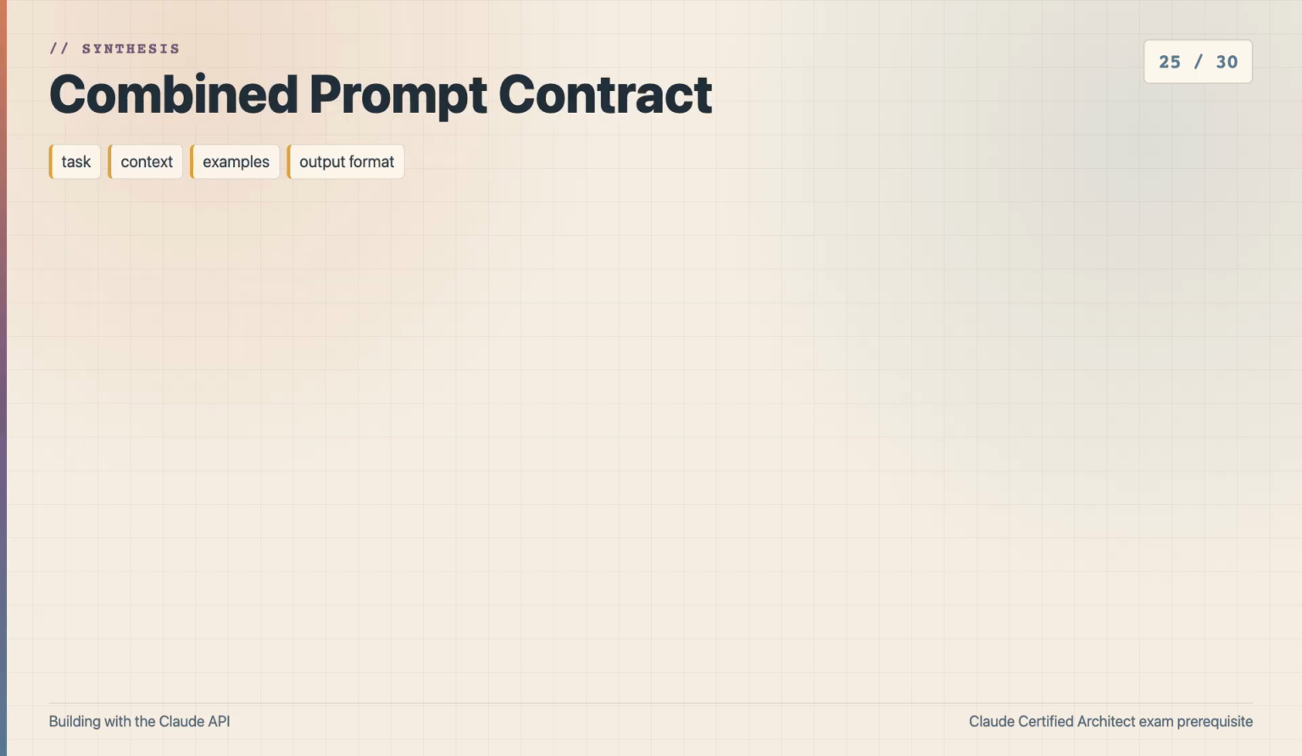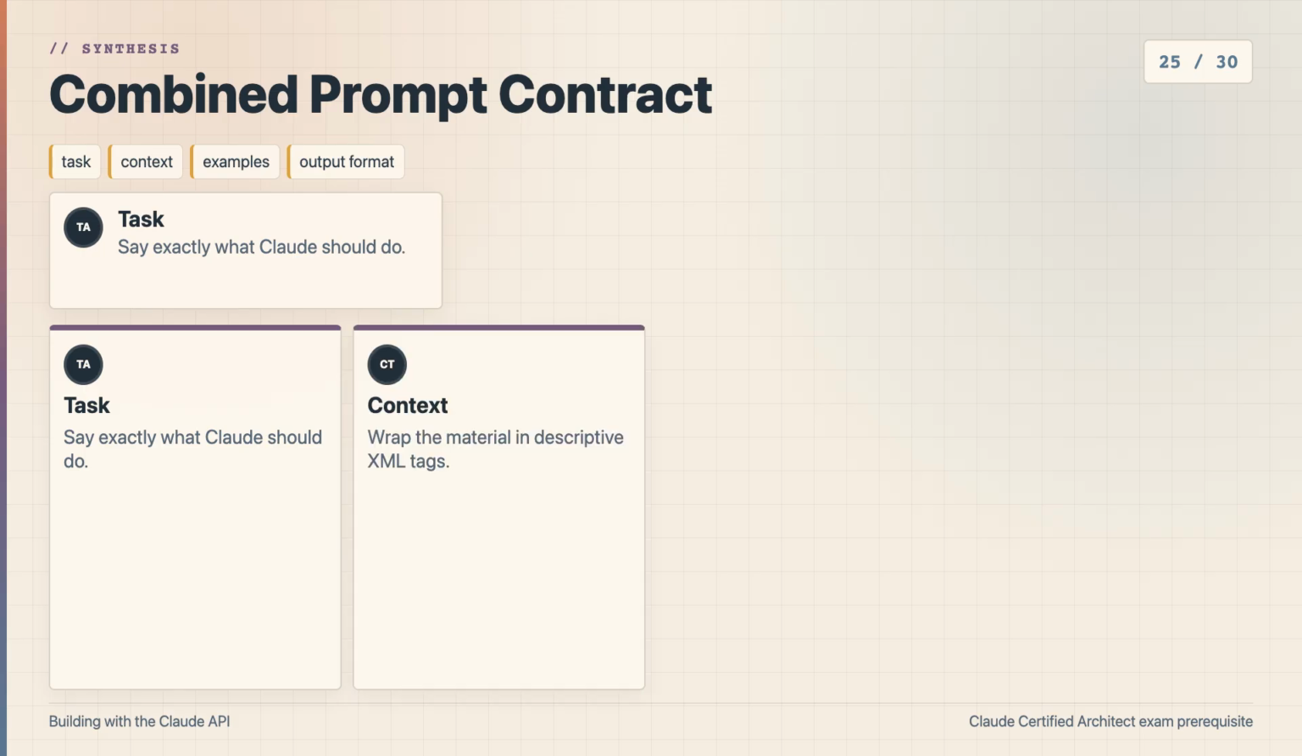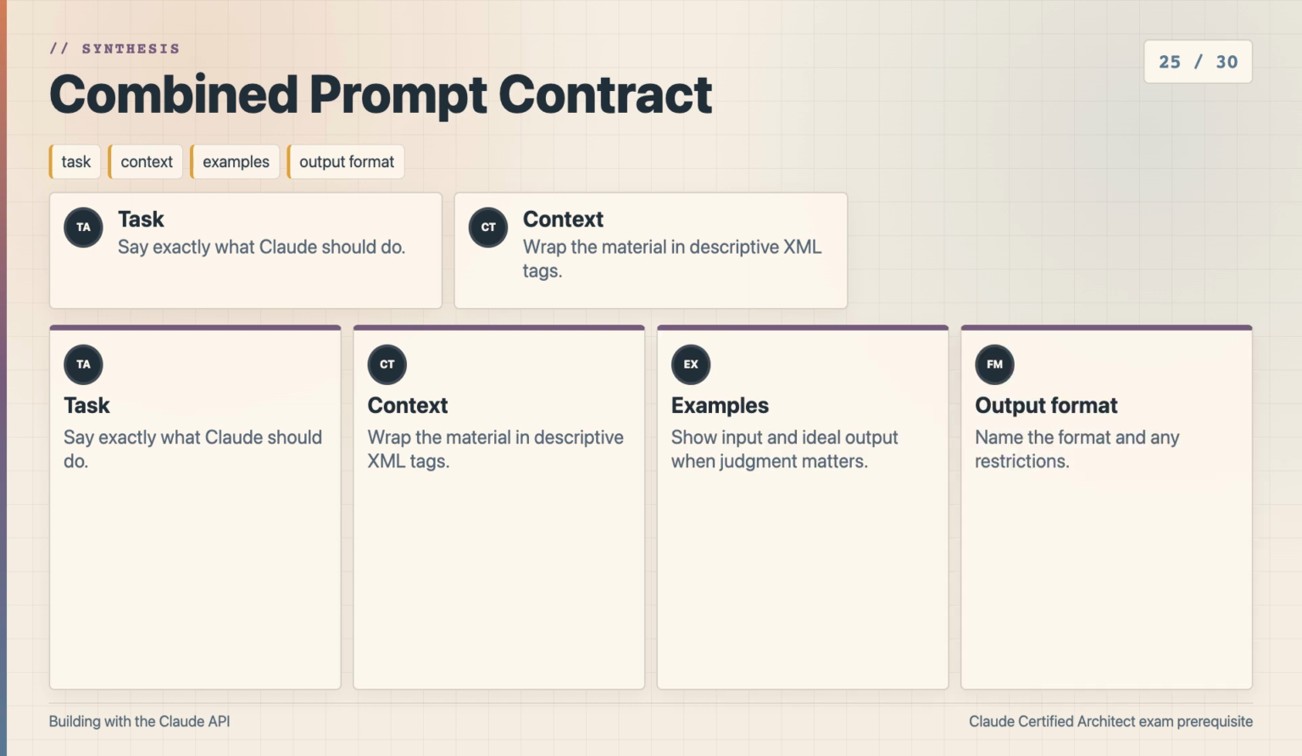The finished habit is a prompt contract. Start with the task. Wrap the context in XML tags so Claude knows what material to use. Add examples when the output requires judgment, style, or a tricky edge case. Then name the output format and restrictions. In the Claude API, that contract is what turns a prompt from a hopeful instruction into something you can evaluate, revise, and use inside an application. That agreement is what your application can rely on when inputs change.